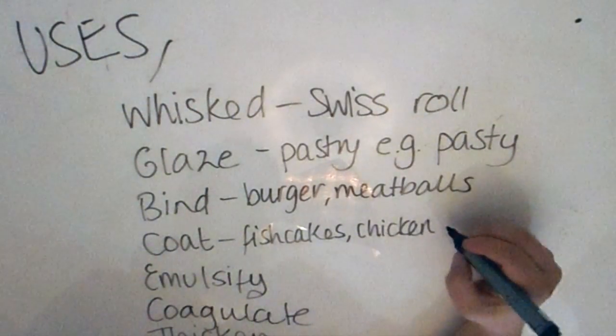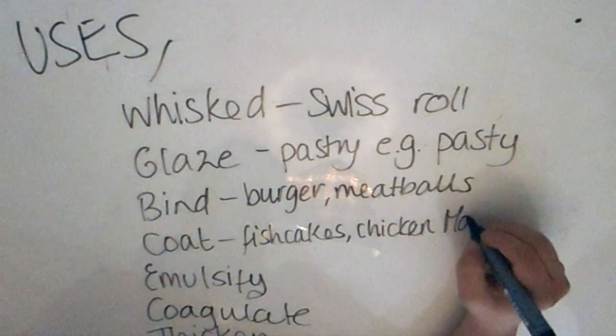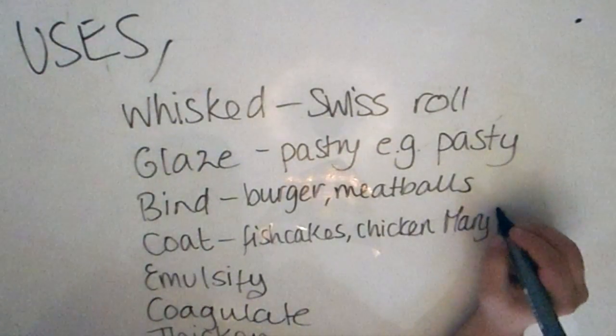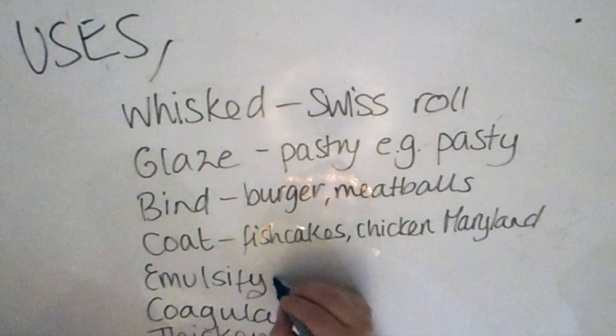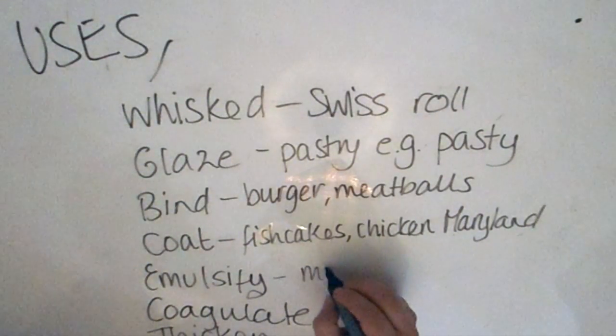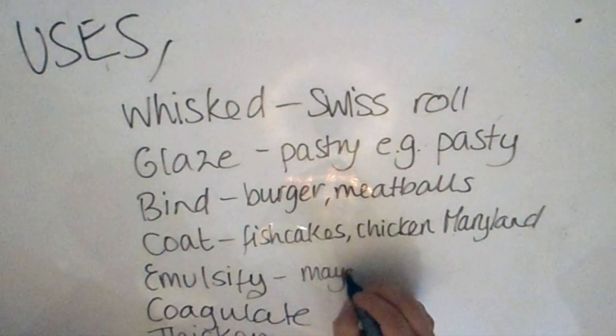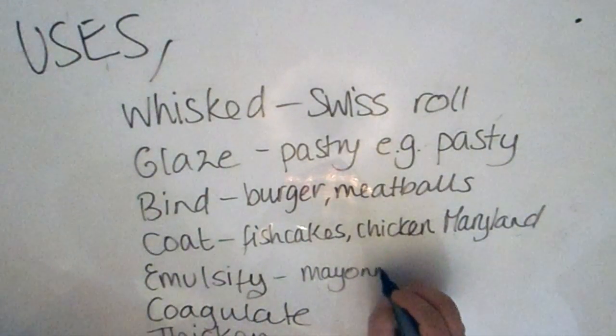Some of you, for coursework 2, made mayonnaise, and that's an example of using eggs to emulsify. So mayonnaise is made up with vinegar and oil. Those two liquids don't go together, so you need the eggs in there to hold all of them together.